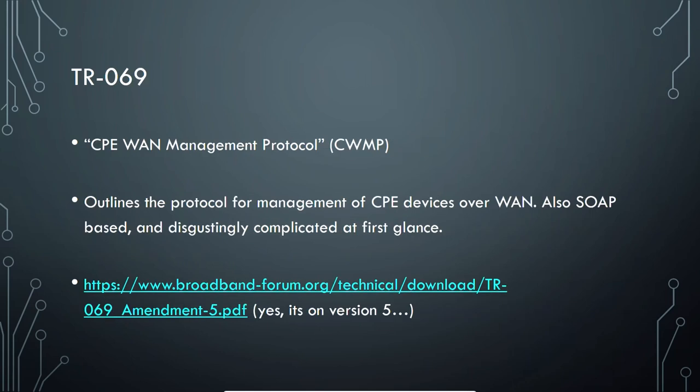069 is the CPE WAN management protocol. It's for the other side of the network. It's so that your ISP can manage your router in your house remotely. It's effectively, not to beat around the bush, a backdoor. So your ISP can snoop on your stuff, see what devices are on your network, reconfigure your stuff, and do tech support calls.